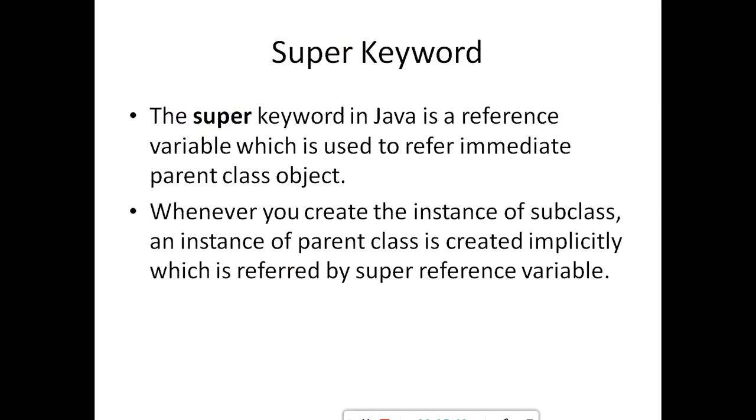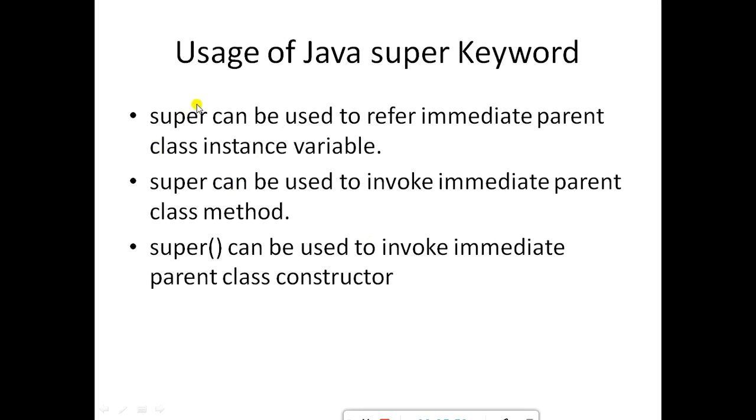Okay, now what does it refer to? It always refers to the member variables, member methods and constructors. So we'll see one by one what we mean by all these. Okay, so the usage of the Java super keyword. Super can be used to refer to the immediate parent class instance variable.